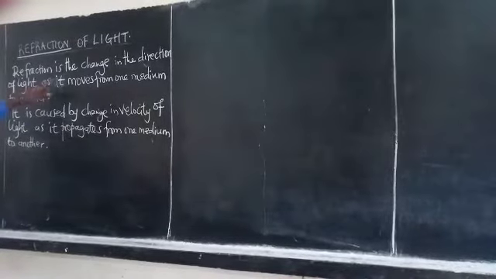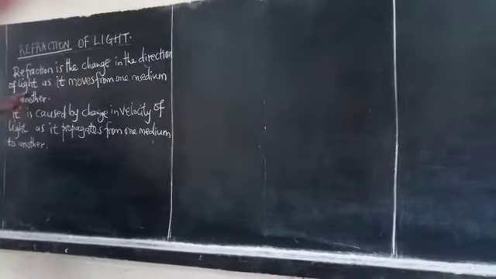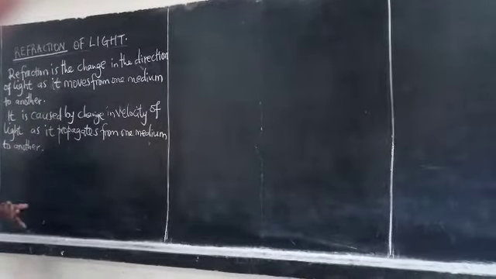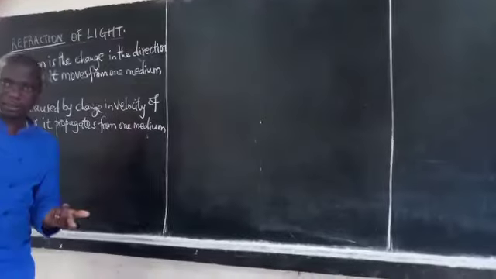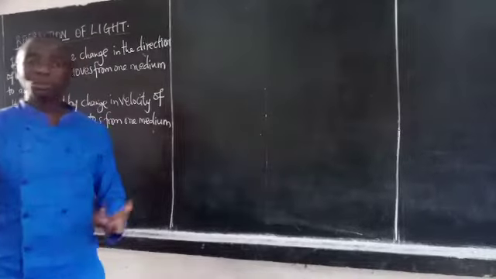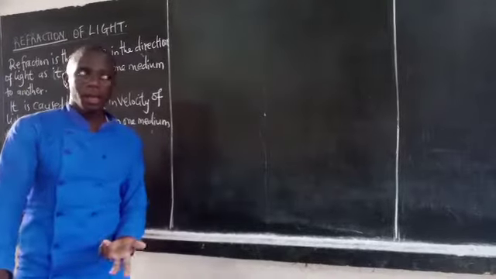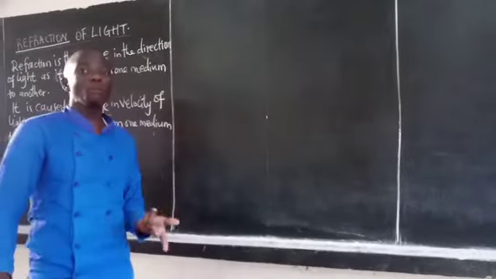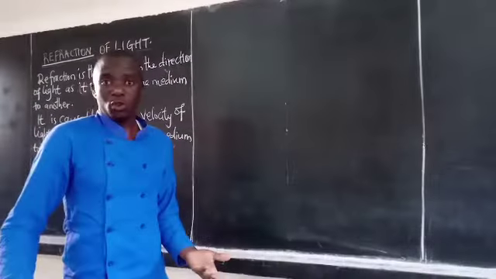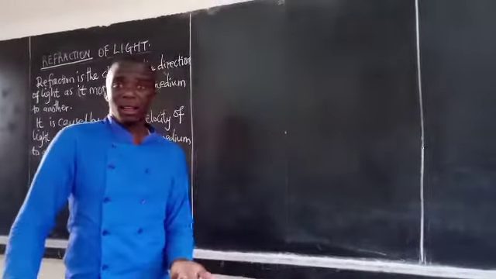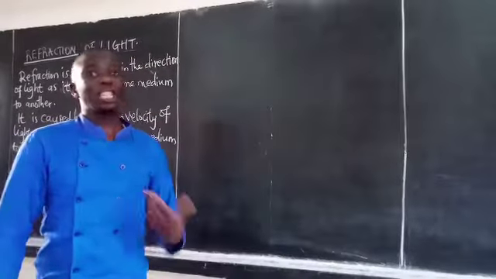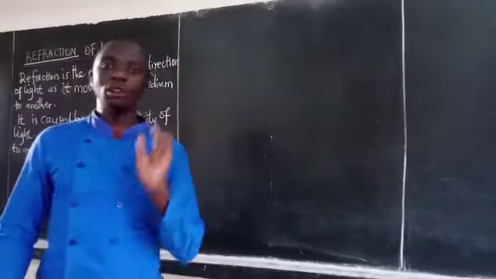Refraction is the change in the direction of light as it moves from one medium to another. For example, light is moving from air to glass. It has changed direction. Air is one medium, glass is another medium. Light is moving from water to air. Those are two media. Media is the plural form for medium. Light is moving from water, maybe to ethanol. Those are two media. So, as long as light is moving from one medium to another and changes direction, that is what we call refraction of light.